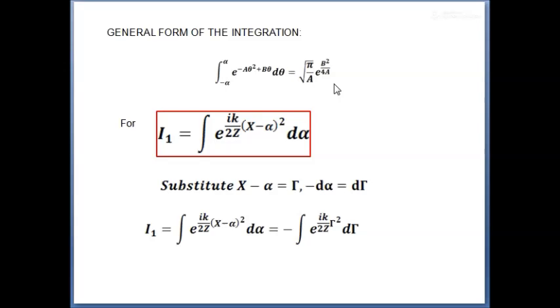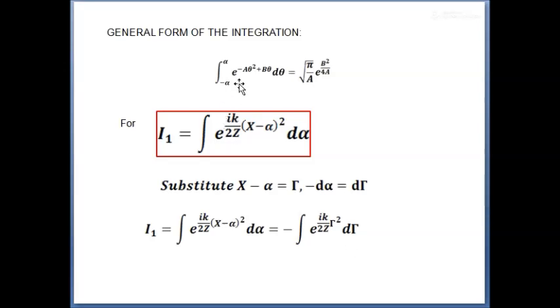you can generally calculate the values of I1 and I2. Now to calculate the value of I1, I'm going to take out this integration form and substitute x minus alpha with capital gamma. Then minus d alpha will be d gamma, and I1, the integral of e to the power ik by twice z times x minus alpha square d alpha, equals minus the integral of e to the power ik by twice z gamma square d gamma.